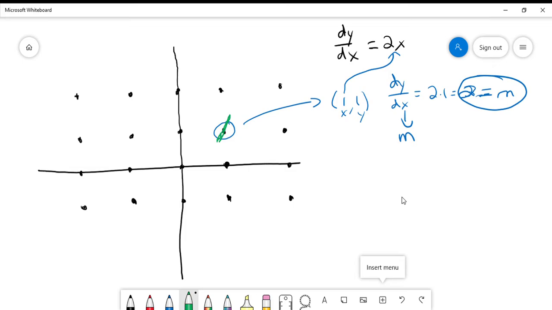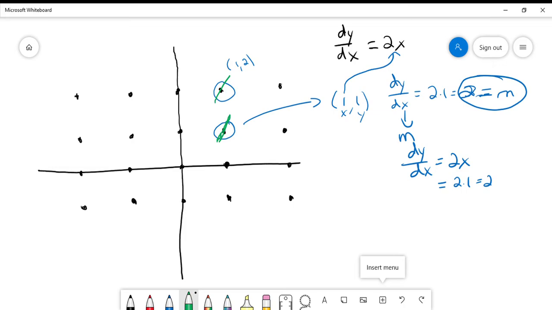Then let's come up to, I'll change back to blue, okay? Let's come up to this point right here. What are the coordinates of this point? Well, the x coordinate is 1, the y coordinate is 2. So when I plug it into dy dx equals 2x, I'm still plugging in an x coordinate of 1. 2 times 1 is 2. My little miniature tangent line right here, we're going to draw one that has the same slope as the one below it.